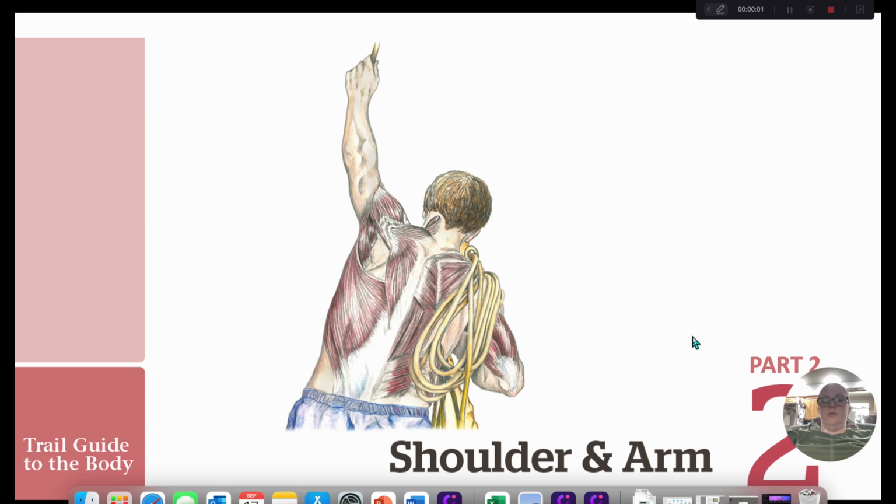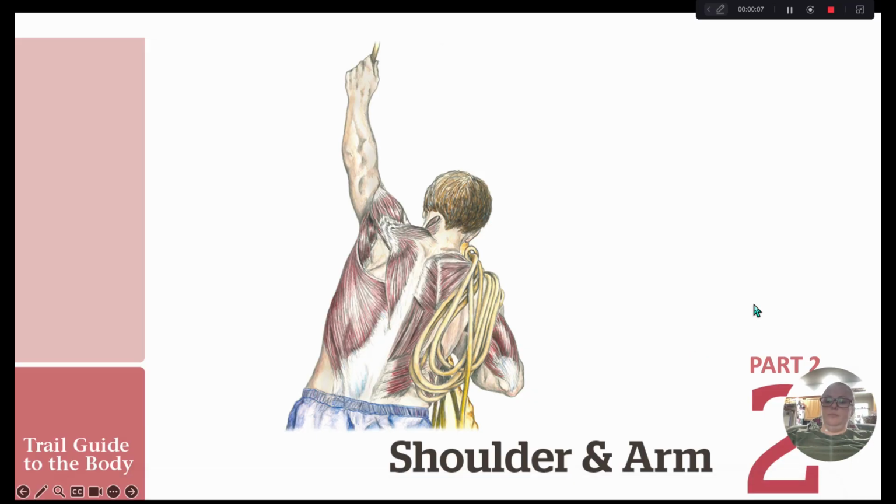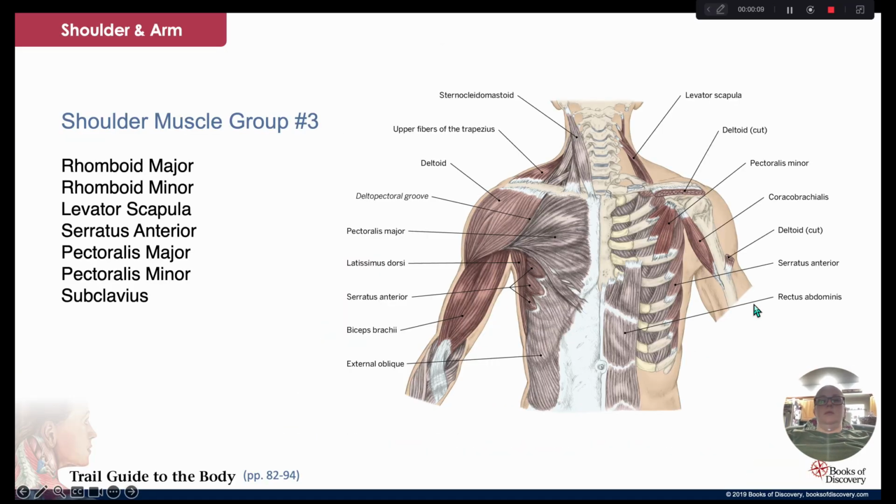Okay, now we're doing Trail Guide to the Body, part 2 of shoulder and arm. So we're going to be learning about these muscles that move the shoulder. Group 3, we're going to discuss the rhomboid major and minor, levator scapula, serratus anterior, your pec major and minor, and your subclavius.